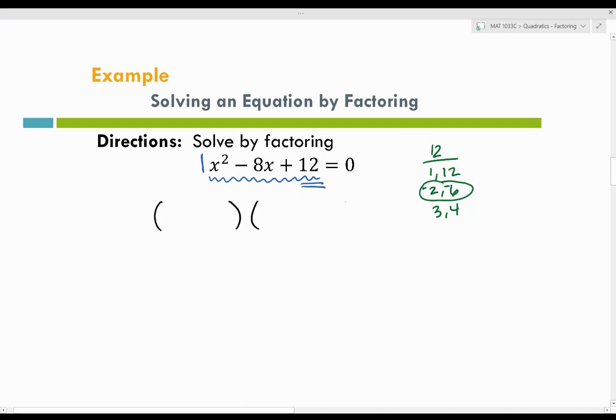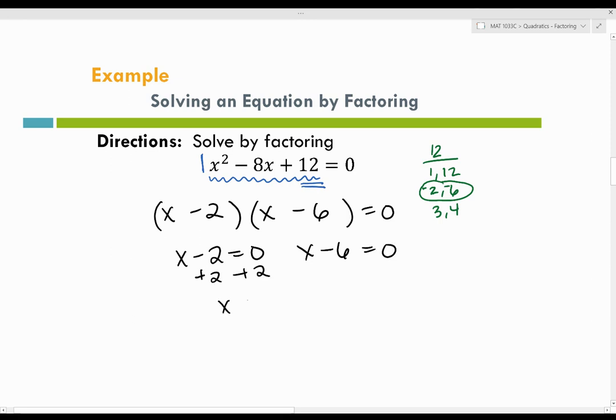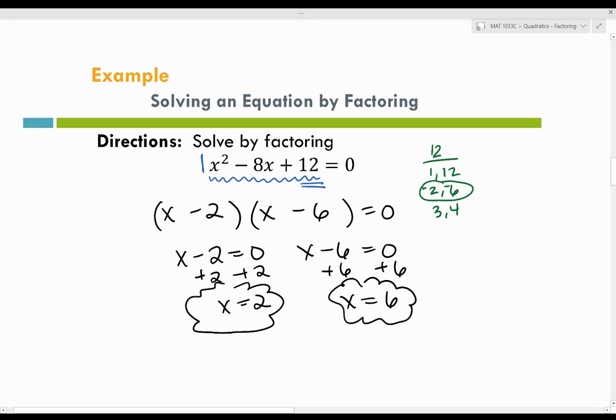I'm going to make 2 sets of parentheses. X is going to go in the front of each of them again because that's my variable. Then negative 2 is going to go in one and negative 6 in the other. Now step 3, remember, is to set each one of your factors equal to 0. And then step 4 is to solve. So for the first one, I'm going to add 2. And for the second one, I'm going to add 6. So my two answers for this problem are x equals 2 and x equals 6. Cool?